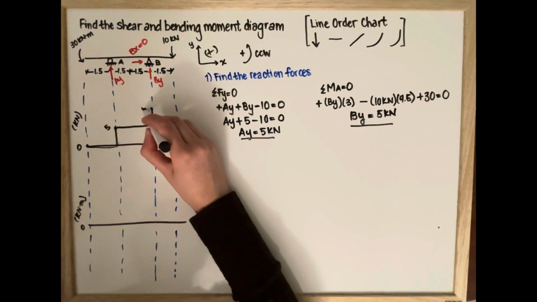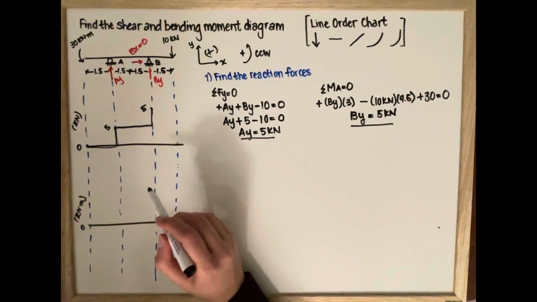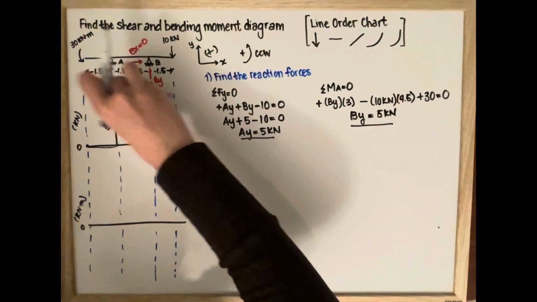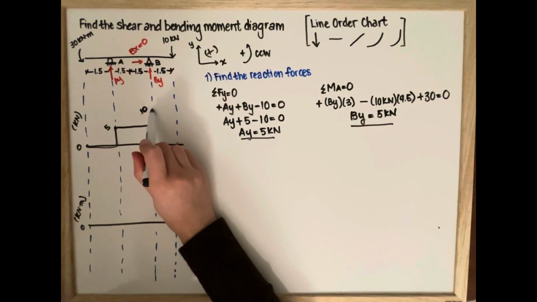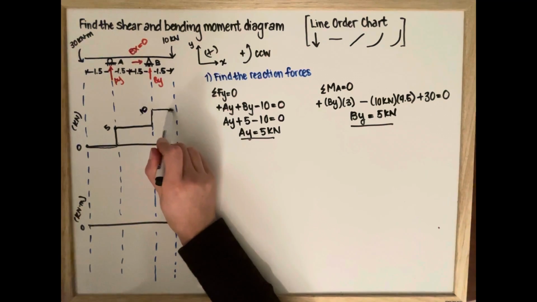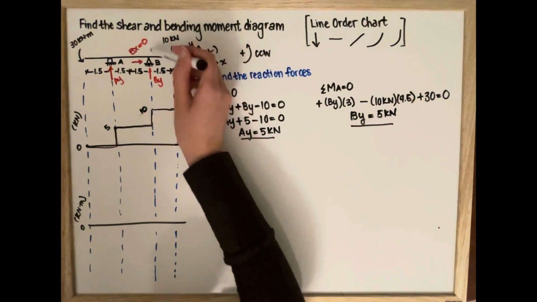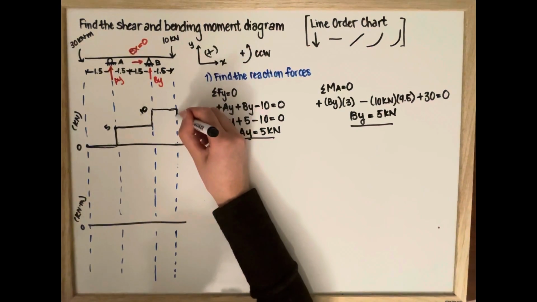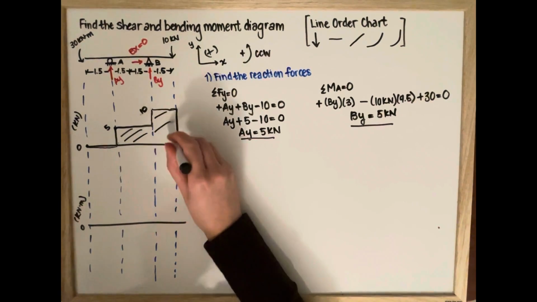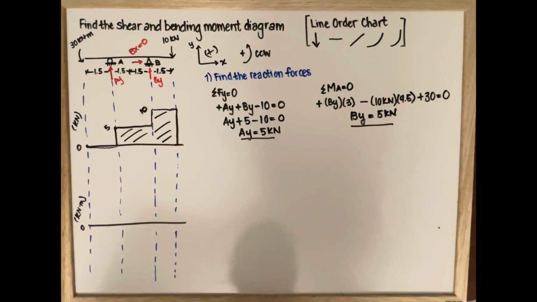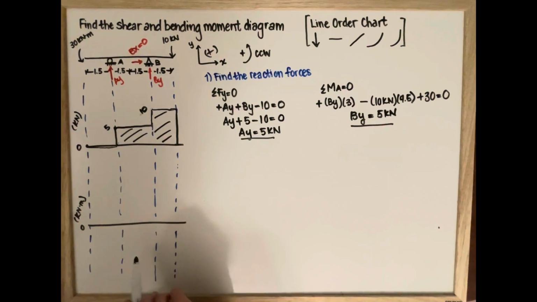And then B is also positive, so we're going to add 5, and it's going to be 10. And then there are no other external forces, and it's going to be continuous. And then we have negative 10, and we're going to go down. So this is our shear diagram.